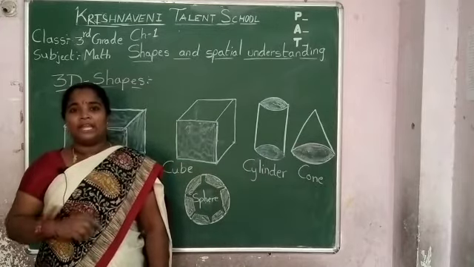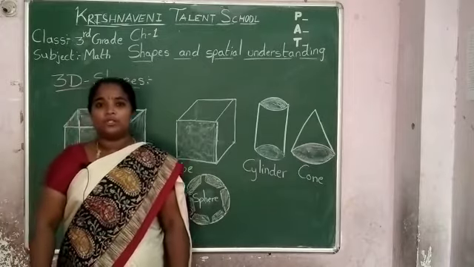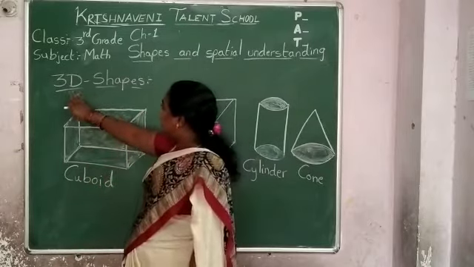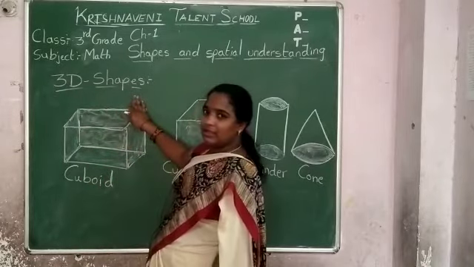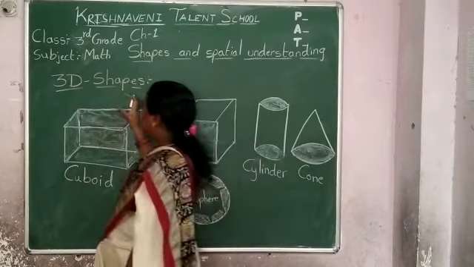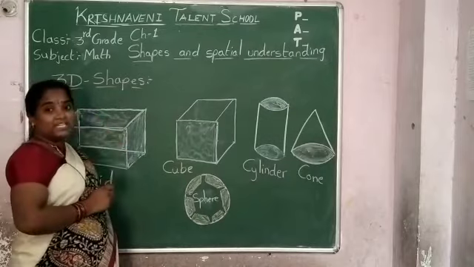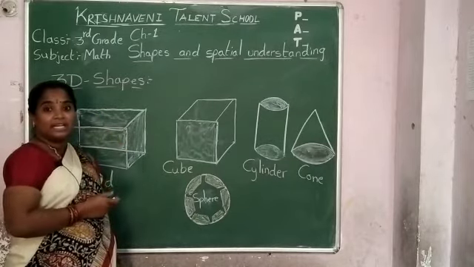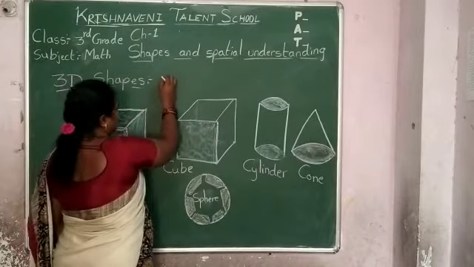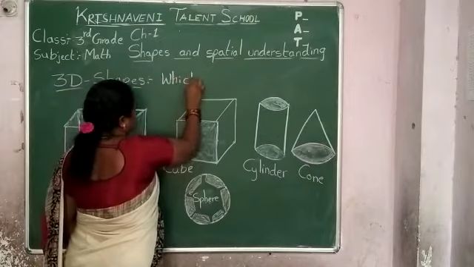So today let us discuss another type of shapes. What is another type? 3D shapes. In the previous video we discussed the 2D shapes. Today we learn about the 3D shapes. Which are called 3D shapes? Which objects have 3 dimensions?